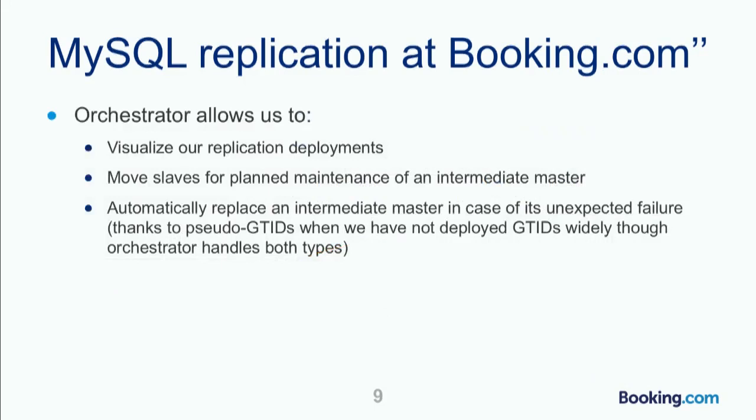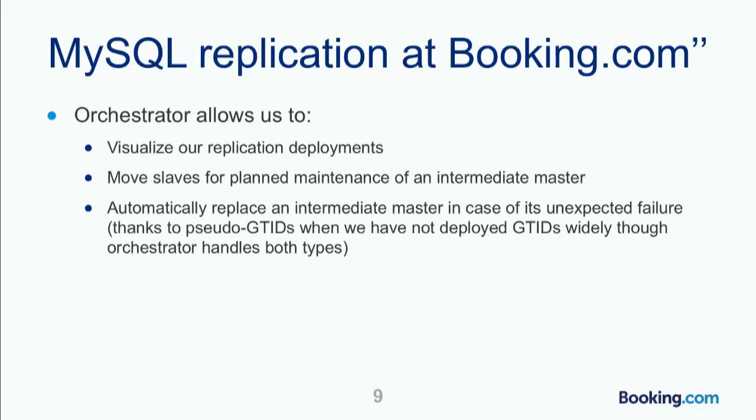It can do that. It requires either GTID or pseudo GTID. So if you're not using GTID yet, which a lot of people don't do, and even if you do use it, you can use pseudo GTID. Basically, it's just an injection of events into the binlog stream, which can be recognized for figuring out how to move one box under another.